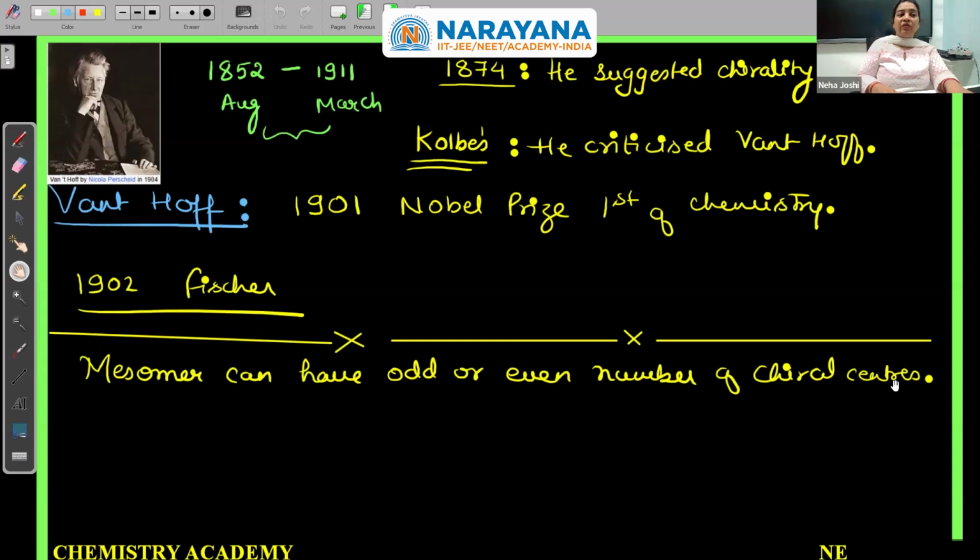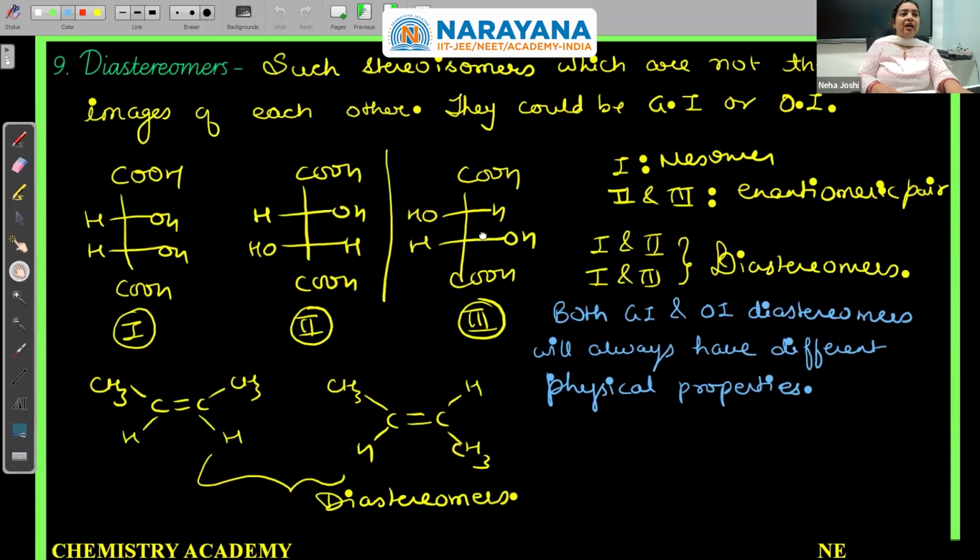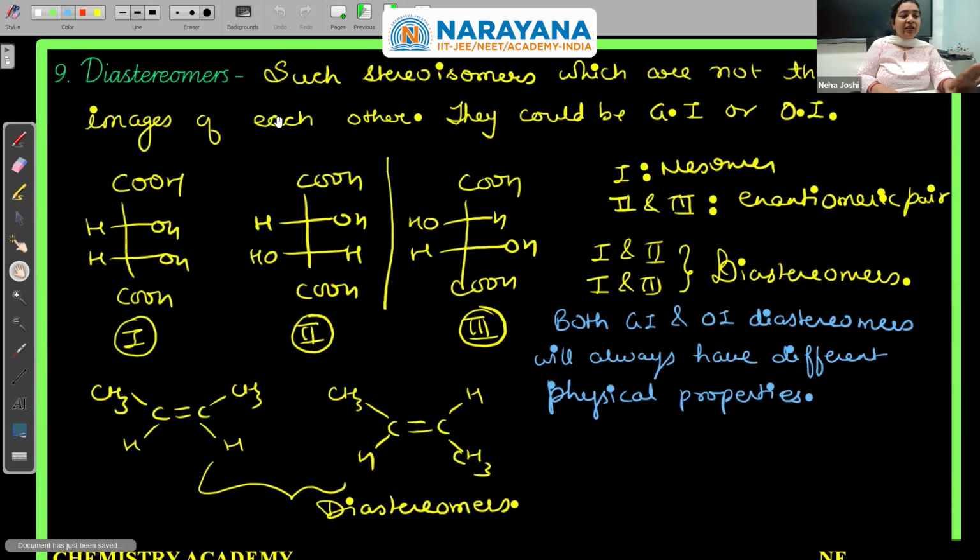A meso compound can have an odd or even number of chiral centers. Let's come to what are called diastereomers. Diastereomers are such stereoisomers which are not mirror images of each other. They could be geometrical isomers, they could be optical isomers.